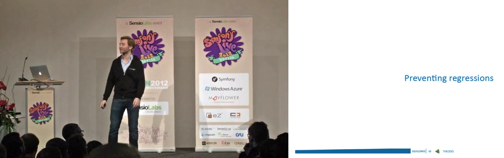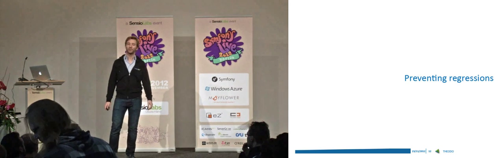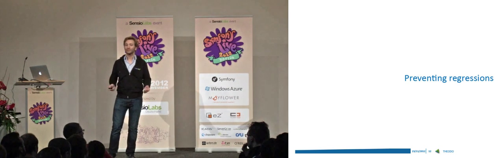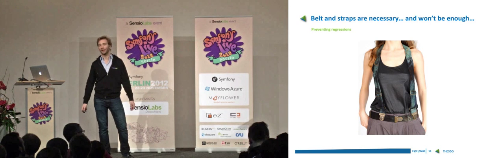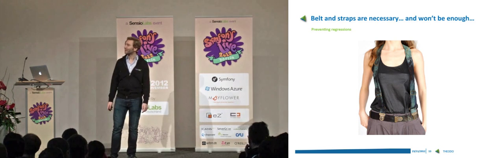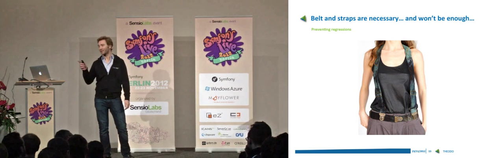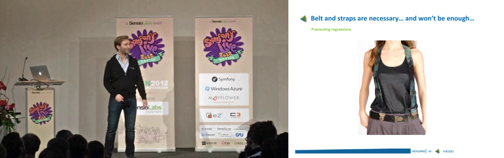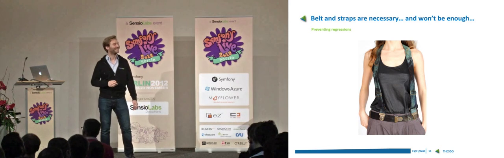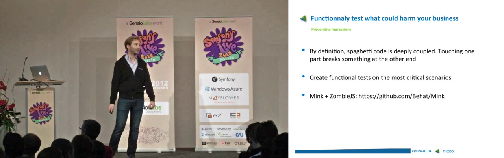So preventing regressions. The idea is you will have to put as many securities around your application as you can, and that will still not be enough. That's why I wanted to illustrate it with belt and straps. Unfortunately, the legacy application usually doesn't look as sexy as the person in the belt and straps. So how do you do that? Well, of course, you do functional testing.